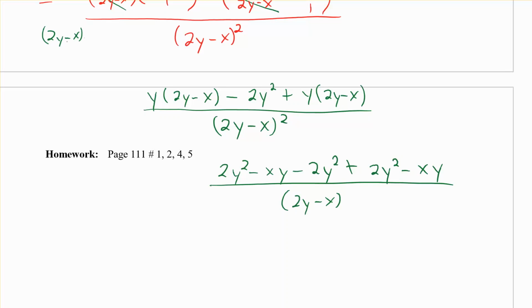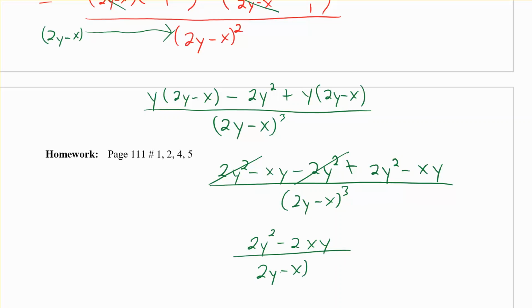Crap, I forgot this. This should have been multiplied by this, so that should have been to the 3 now, because that times that gives it a power 1 higher. So to the 3. Collecting my like terms, I've got 2y squared, those cancel. And then I've got 2y squared again right here, so this ends up being 2y squared, and then minus xy, that's minus 2xy, all over (2y minus x) cubed.